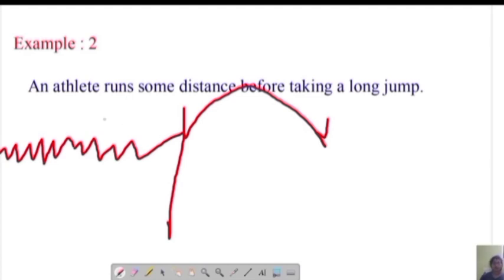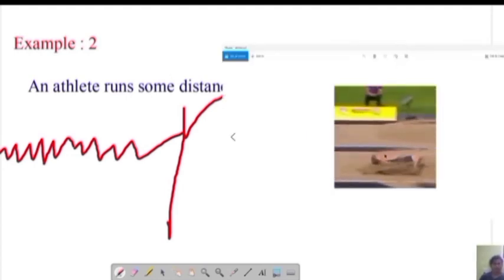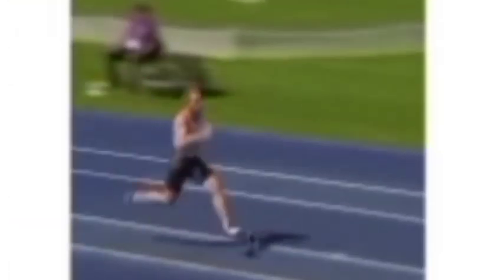To attain the maximum height, athletes run some distance before taking the long jump. That's what even happens in running races and cricket matches. While a bowler is bowling the ball, he will take a certain distance back before bowling. Again, I will show you an animation so that you can understand better. You can see here, he is running from back and then he is jumping.